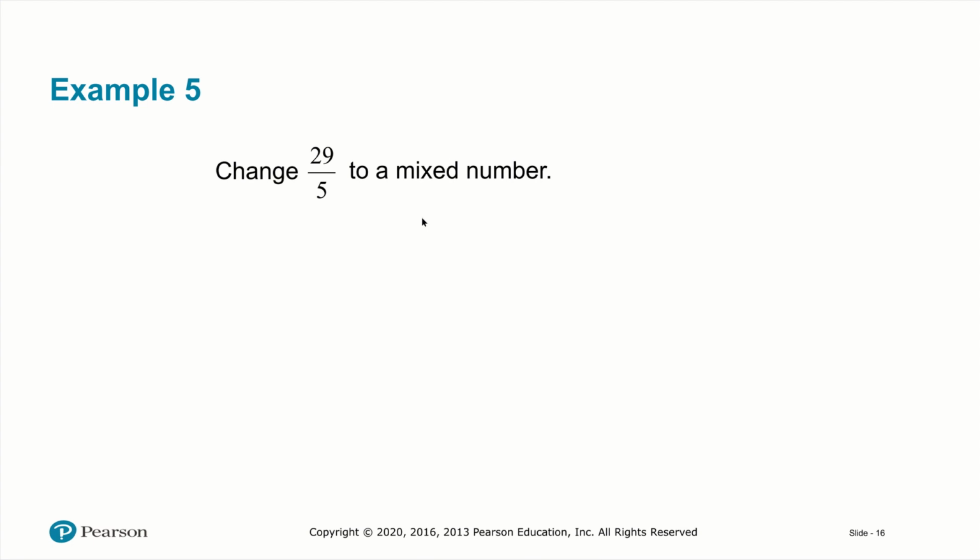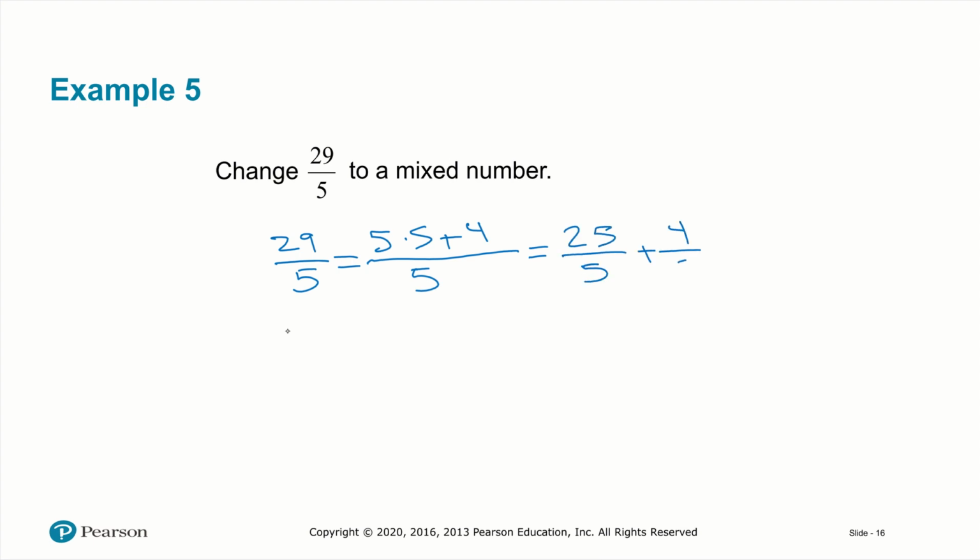So the one way is just to take the 29 over 5 and to maybe rewrite the 29 as, say, 5 times 5, and that leaves us a 4. So you want to make sure that whatever is left here is going to be less than 5, right? And then over 5, so that's 25 over 5 plus 4 over 5, and we end up with 5 and 4/5. So that's one way of handling it.